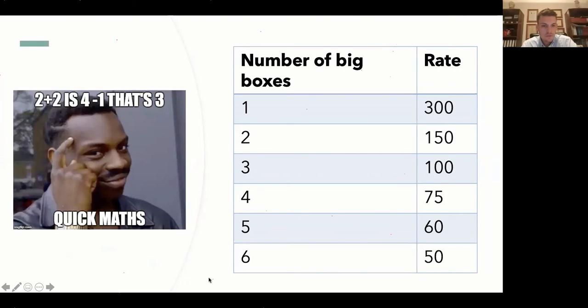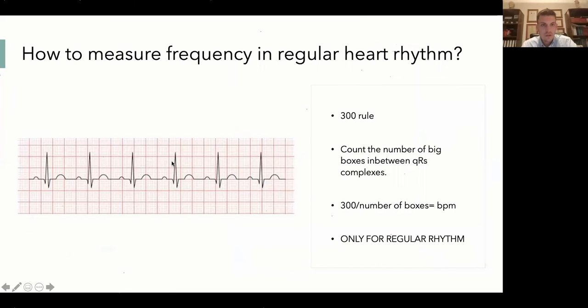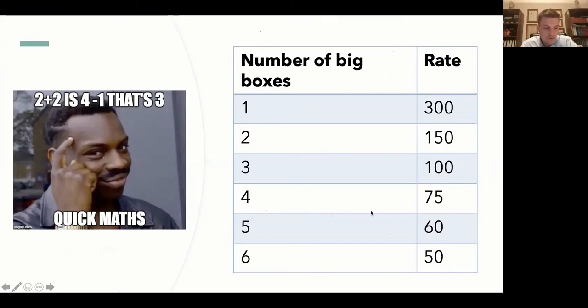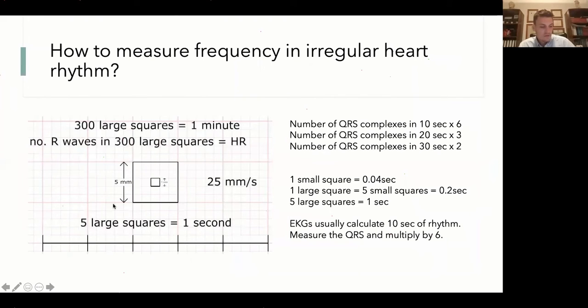Okay? So if we go back, we will see it's regular. 4 big boxes, divide 300 by 4, that's 75. So there goes your heart rate. You got it. Excellent. So let's talk about the irregular heart rhythm, shall we? This is a bit of a tougher one, but I think you can get the hang of it.